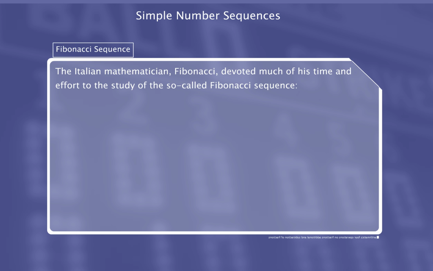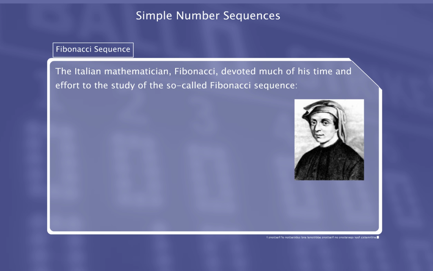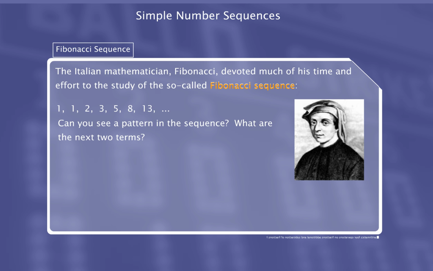The Italian mathematician Fibonacci devoted much of his time and effort to the study of the so-called Fibonacci sequence. 1, 1, 2, 3, 5, 8, 13. Can you see a pattern in the sequence? What are the next two terms?